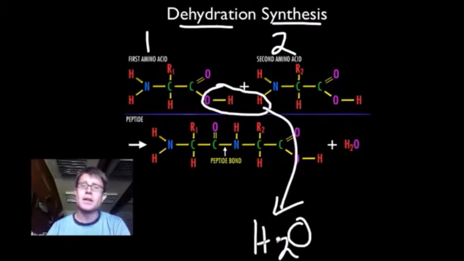And so what happens in dehydration synthesis is that we lose a water and we form a bond. In this case, it's just a covalent bond. More specifically, we call that a peptide bond because it's between two peptides.